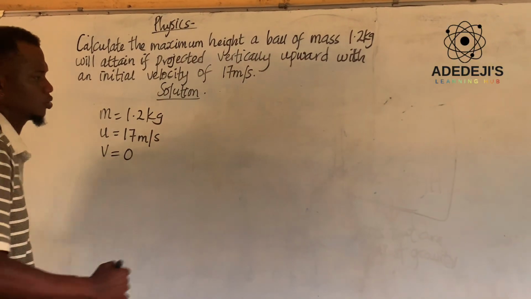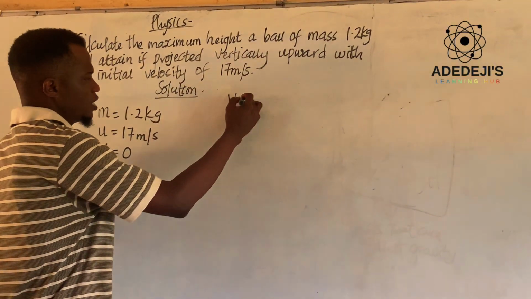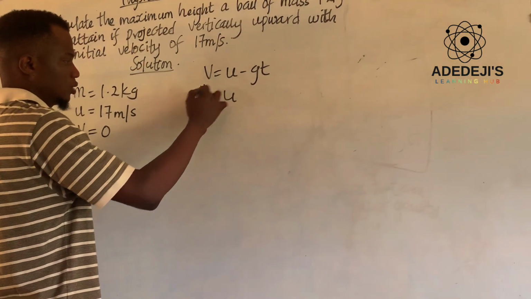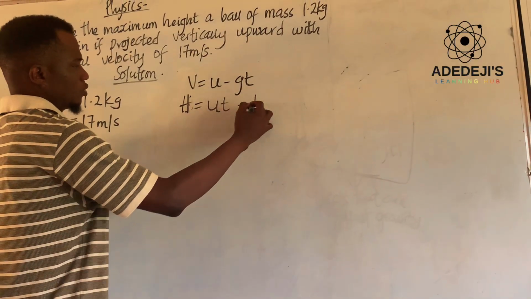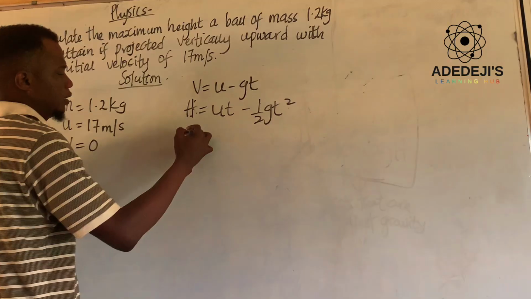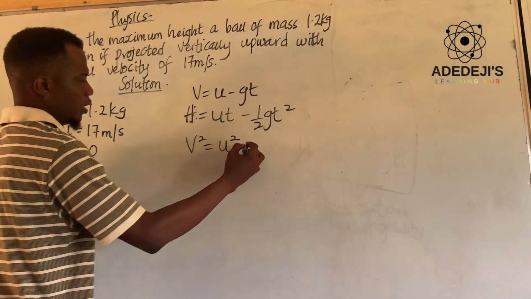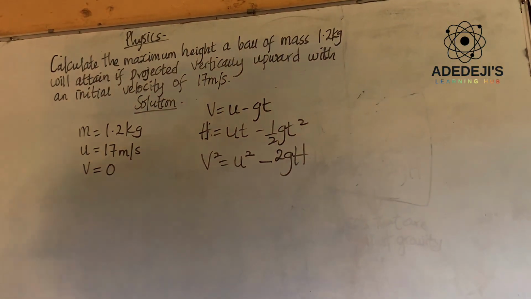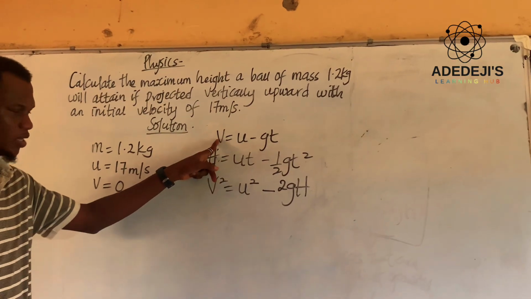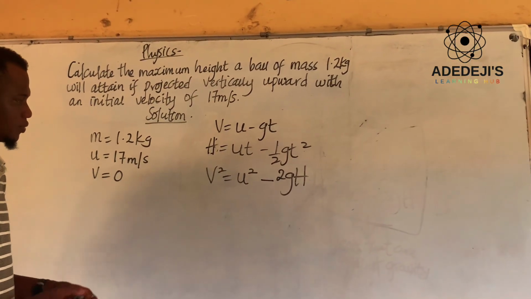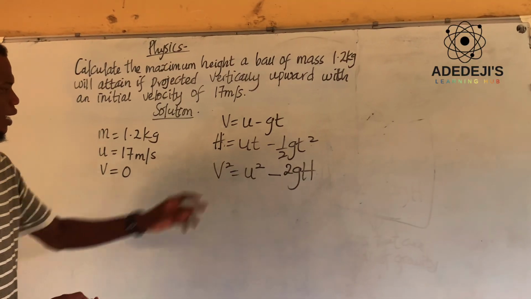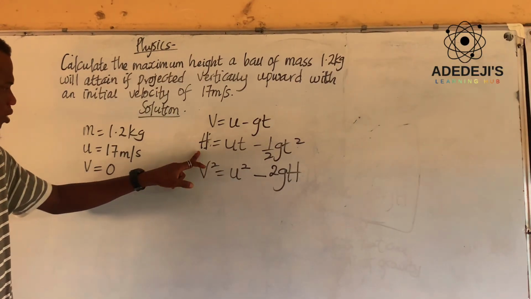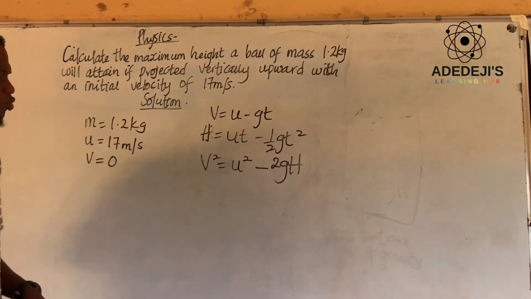So let's go back to our equations of motion for this case. And we have v is equals to u minus gt, s, which is now h, is equals to ut minus half gt squared. Then we have v squared is equals to u squared minus 2gh. So let's look at it. Which of it is applicable here? Okay? The first one is not applicable because it does not have height. Let's look at the second equation. I have my u given, but I do not have my t. Therefore, I cannot use this.